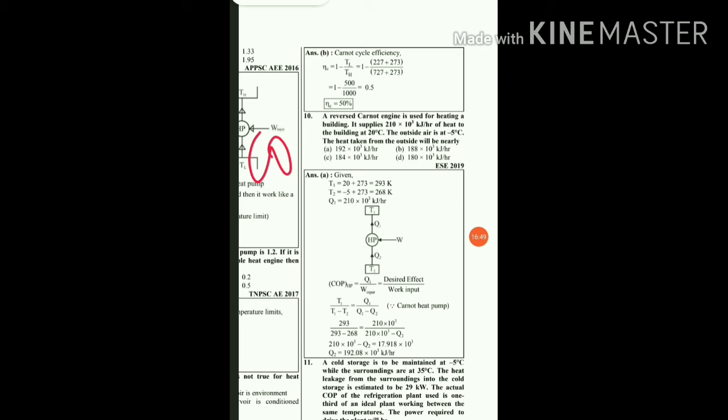So this is the thing that they have asked. To find this out, we must know the formula for the same. Use the same formula: for a heat pump, COP will be equal to the heat supplied, that is 210 into 10 raised to 3, upon W input. That is not known to us, but it is a reverse Carnot cycle, so this can be found out.